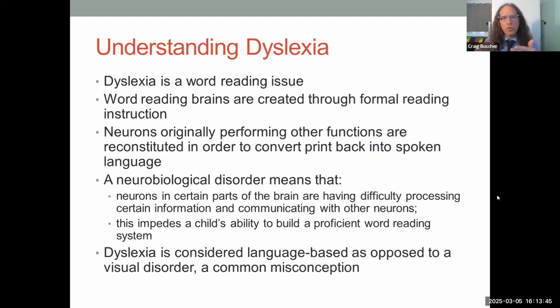Your visual system is looking at print, but that print is not getting processed by your eyeballs. It's getting processed in the back of your brain, which is then trying to communicate with the front of your brain. And that's where the issue is. So it's not a visual issue. There is a small subset of students who do struggle to read words because of visual difficulties, but that's a smaller subset. The larger subset of students who struggle to read words has to do with these connections between the back and the front of your brain.